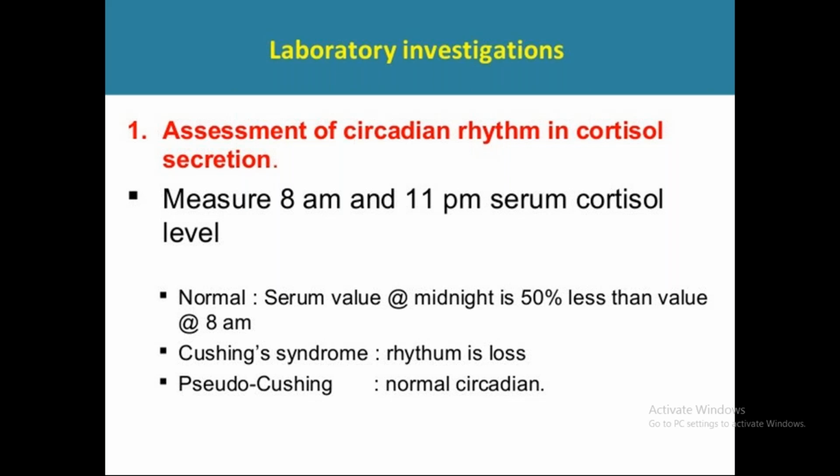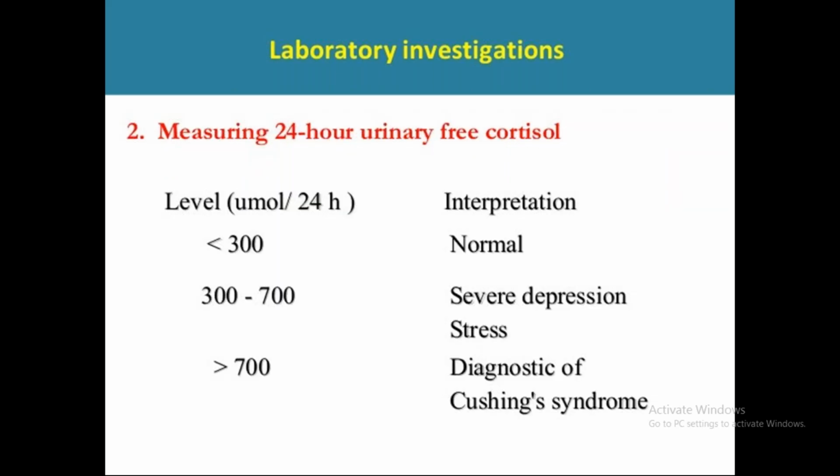So in Cushing syndrome, you can see this rhythm is lost. Always high levels only you can see in Cushing syndrome. In pseudo Cushing syndrome, you can appreciate the normal circadian rhythm, but in Cushing syndrome, this rhythm is lost. Then the measurement of 24-hour urinary free cortisol.